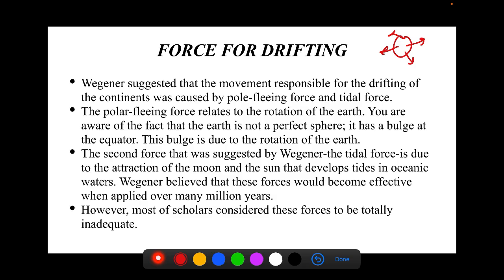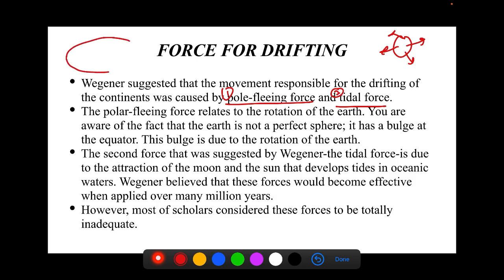So Wegener suggested that the movement responsible for the drifting of continents was caused by two forces. Number one is the pole fleeing force. Number two is the tidal force. What is the pole fleeing force? Flee means we have to come away from the poles.